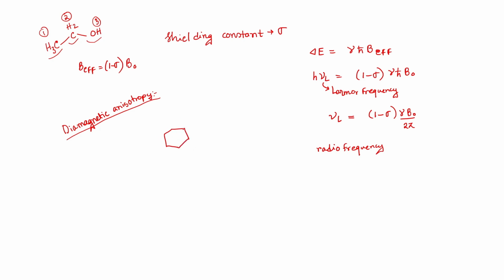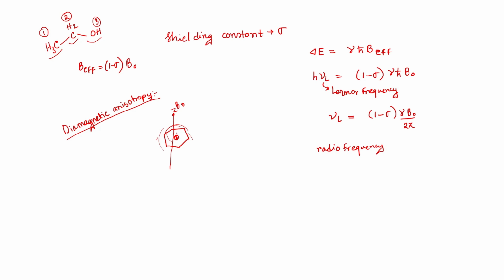There are pi electrons, right? Suppose this is the z axis, coming towards us, and the benzene is in the plane of the screen. B0 is also along z. In that plane there are pi electrons, and the pi electrons move like this, and the current will move opposite to that.